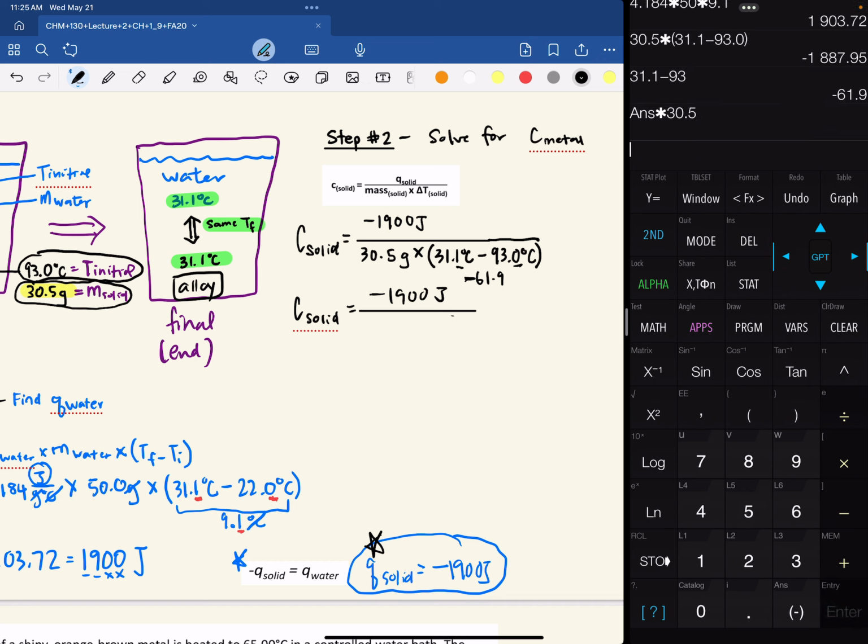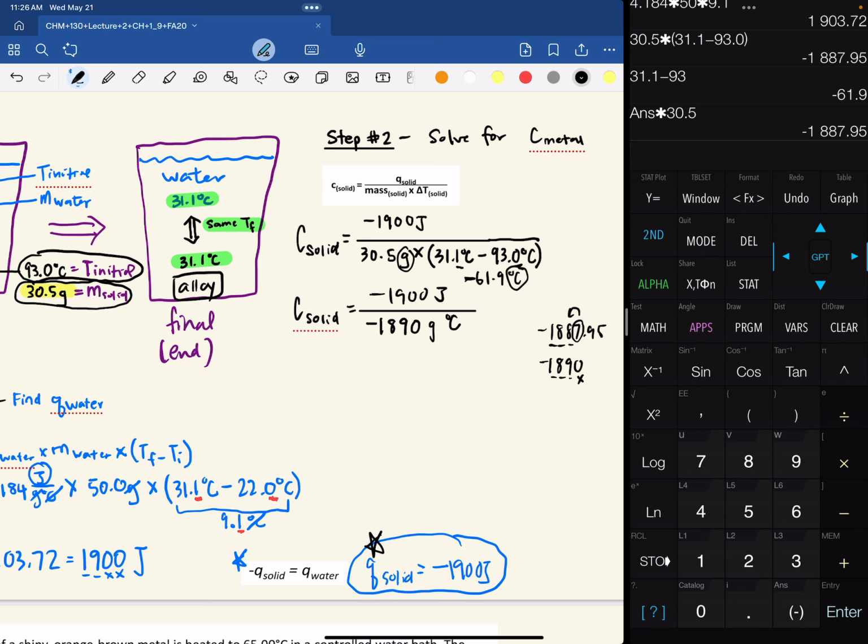We're keeping 3 sig figs, so we're going to end up with negative 1890. If you look at the calculator, you get 1887.95. We want 3 sig figs, so we're going to round the 7 up, so it becomes negative 1890, 3 sig figs. The 0 is just a placeholder. All right, the units are going to be grams times degrees Celsius. The grams is here, the degrees Celsius is here.